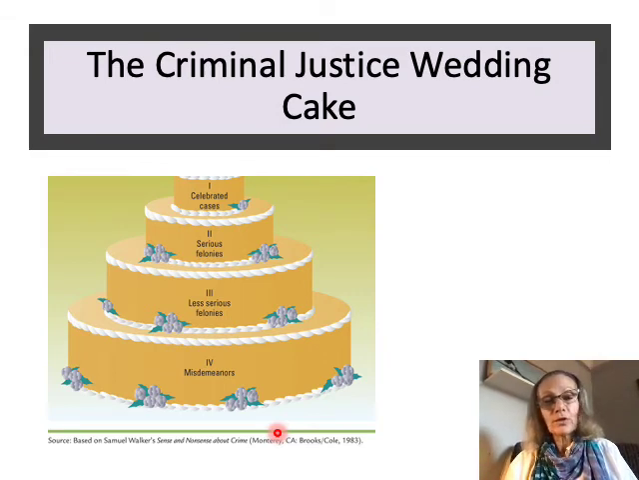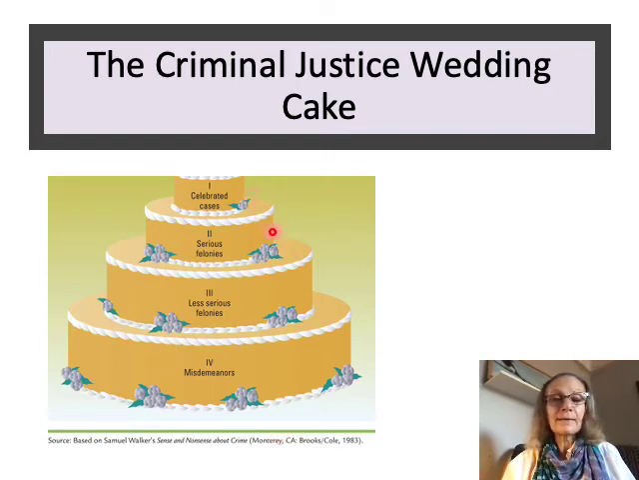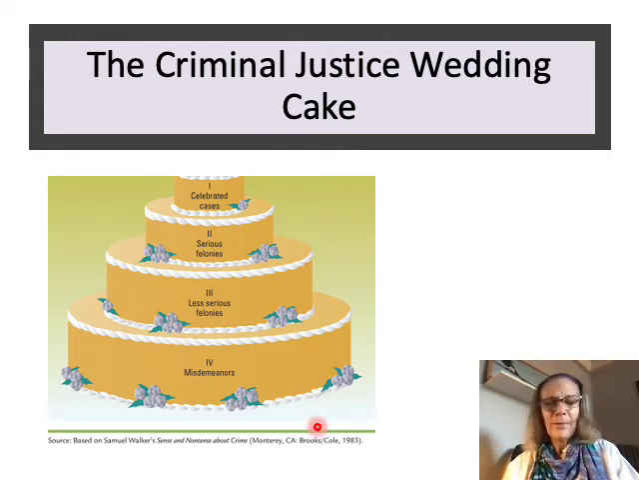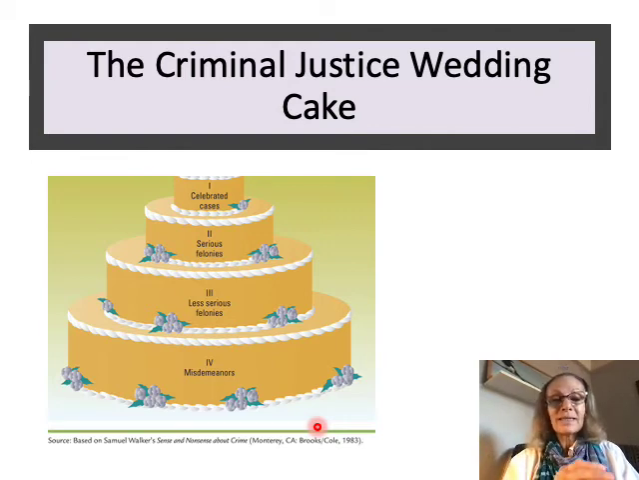And one of the things you notice when you're looking at a wedding cake, which is different from another cake, is that a wedding cake has these different tiers, these different levels. Now, those aren't tiers like, oh, I'm so sad I'm getting married, I made the wrong choice. Not those kind of tiers, but T-I-E-R, levels, okay? And so the criminal justice wedding cake has different levels within it.